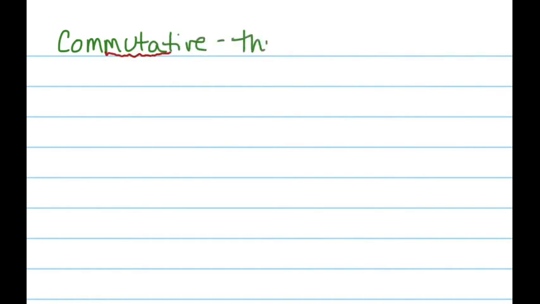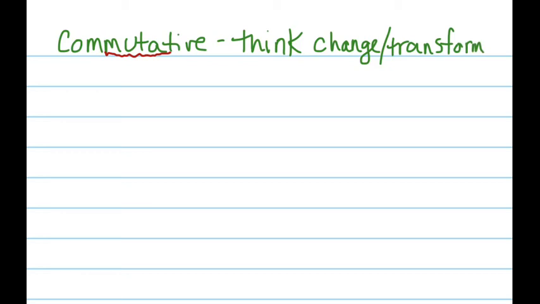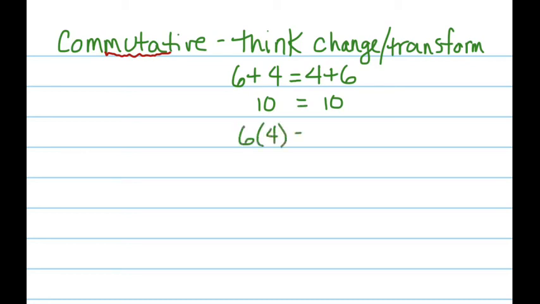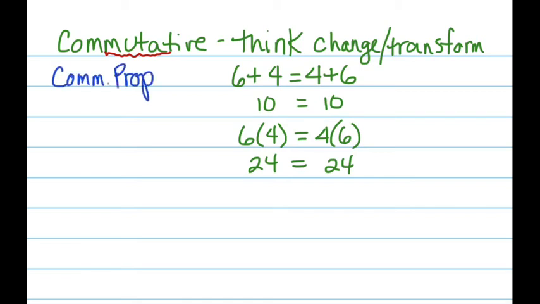Commutative property. What's in the middle of commutative? Mutate. Think change or transform. Right? There's a mutate in the middle of that word. So it doesn't matter whether I have 6 plus 4 or 4 plus 6. Either way, I get 10. Doesn't matter whether I have 6 times 4 or 4 times 6. Either way, I get 24. So commutative property of addition and commutative property of multiplication.